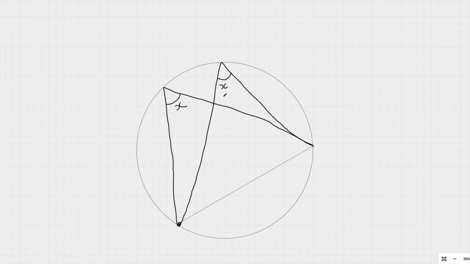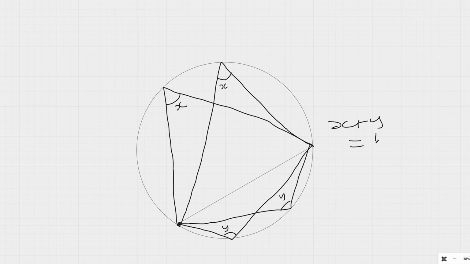Another example is here, where this angle y is going to be same as this angle y. Now, also, the two angles on opposite sides of the chord, so say x and y, will always add up to 180. Remember that. So this and that will add up to 180.